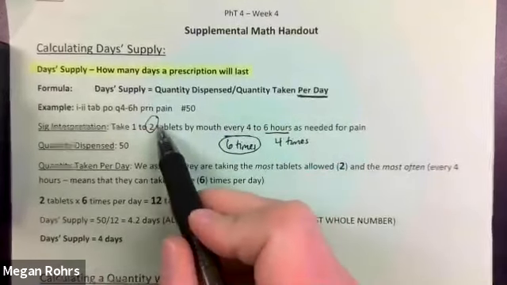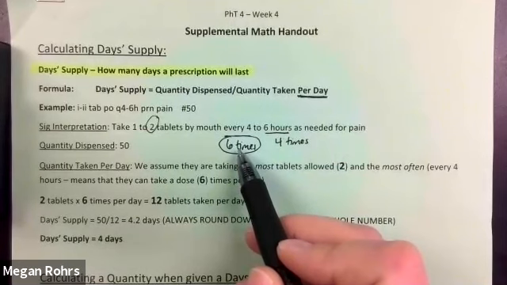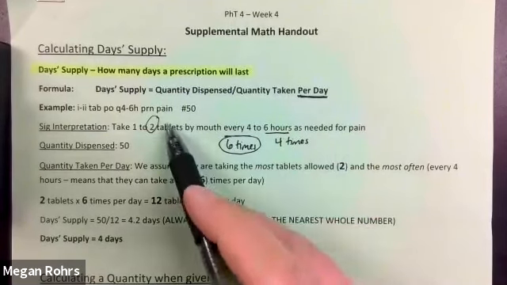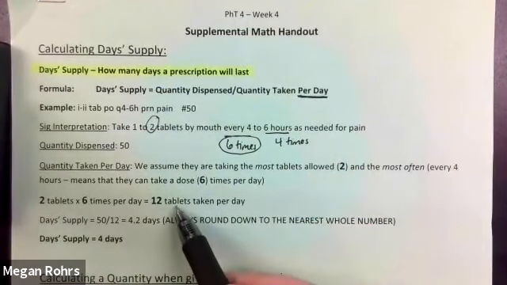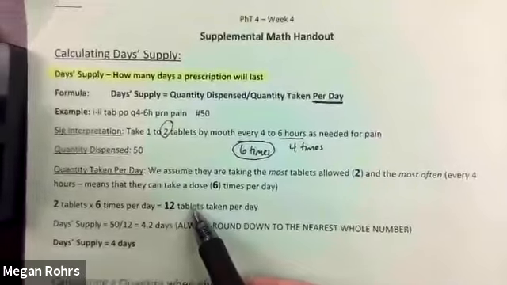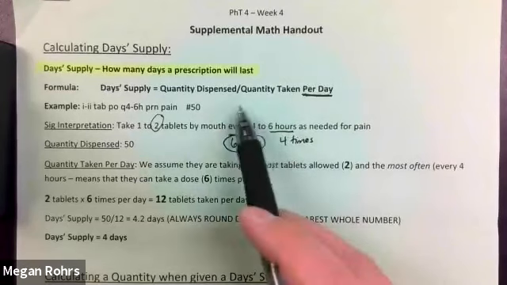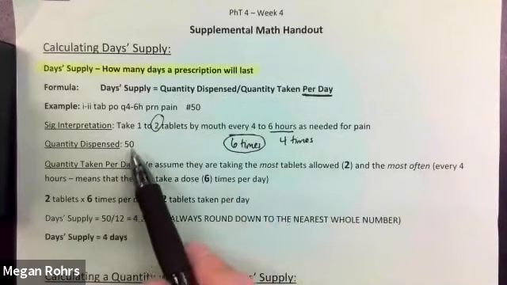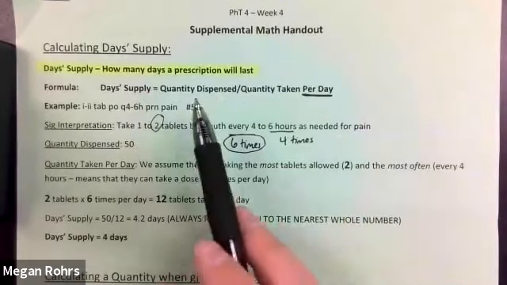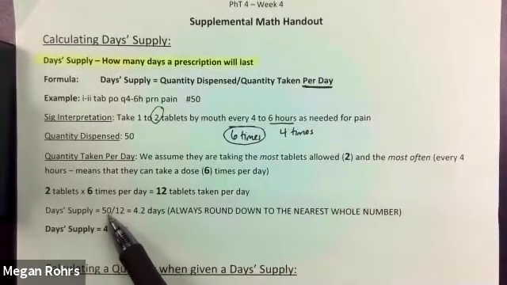They're taking 2 tablets 6 times a day. So to figure out how many they're taking in a day, we would take 2 times 6. So that gives us a total of 12 tablets per day. So now we have figured out our quantity per day. Now remember the quantity dispensed, we said that that was 50. So now we're just going to plug that into this equation here. So quantity dispensed is 50 divided by 12.